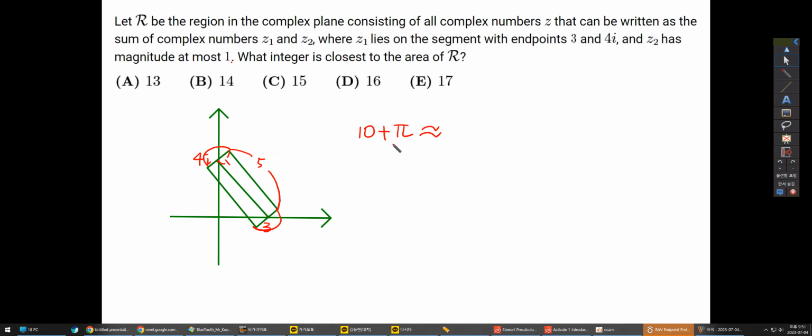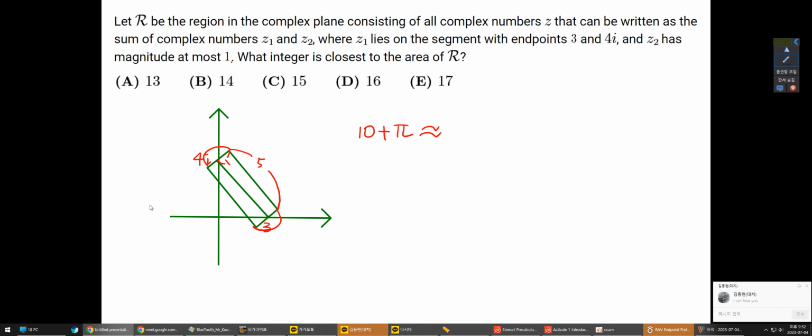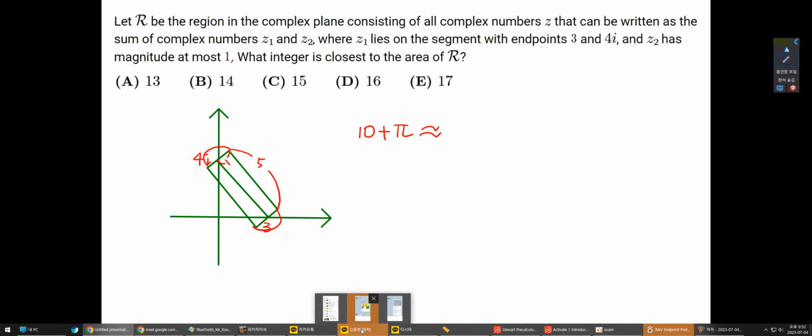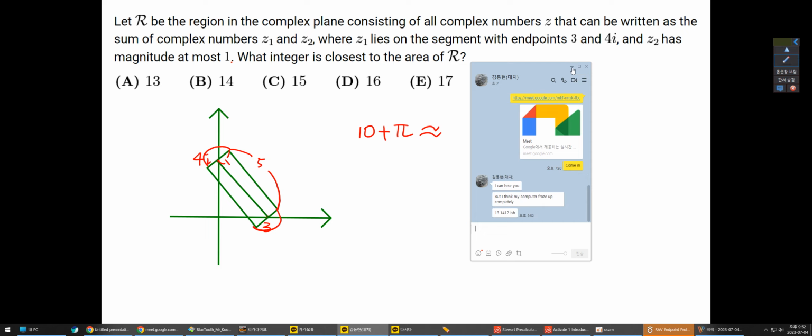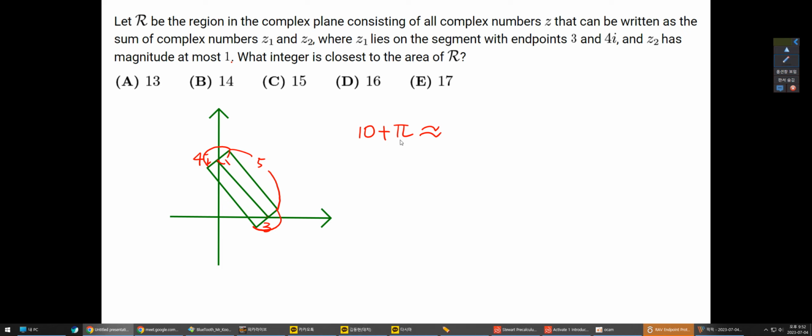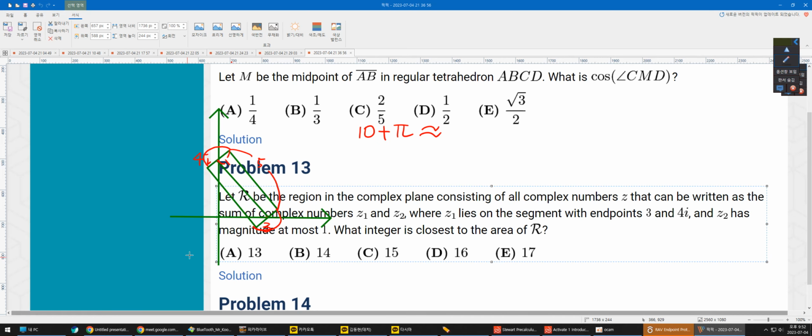Can you hear me? Are you there? Oh, okay. So tell me the estimation. What's close to 10 plus pi? Okay, so that's close to 13, right? 13.14 is close to 13. So the answer is A.